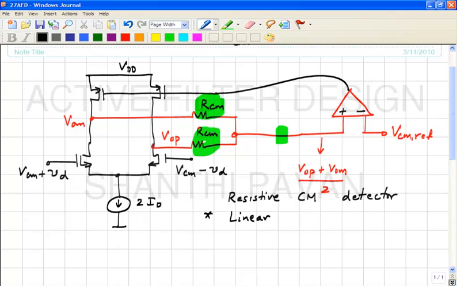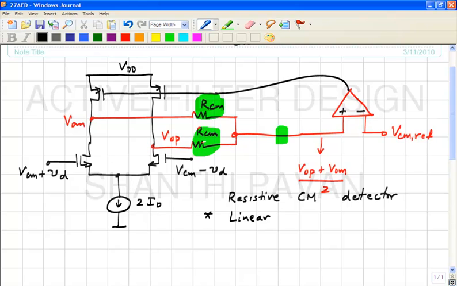Some differential mode also will appear at the output, in which case the common mode feedback loop starts to respond to that differential mode quantity, which ideally shouldn't happen, because we are interested in making the common mode loop work only for common mode signals. You understand? So one of the good points of this resistive common mode detector is that, if the resistors are linear, the detected common mode voltage is devoid of any differential mode component.